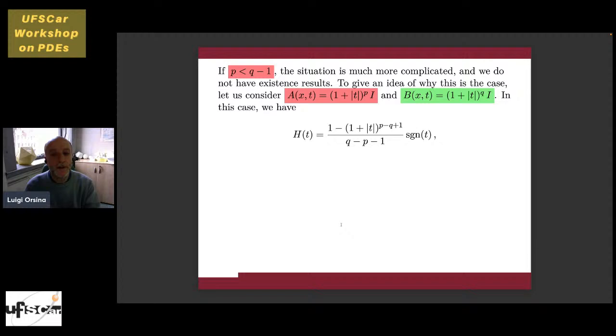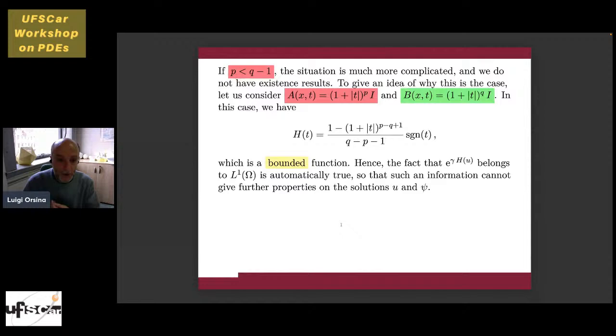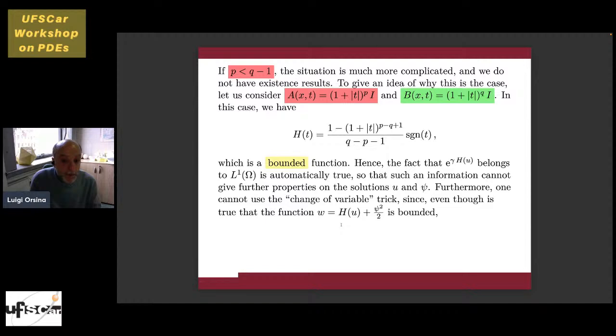is negative. So since it is bounded, even though you forget the dependence on X, the fact that e to the gamma h of u is in L1 is true. It is not just in L1, it's L infinity. And so you cannot derive any information on u, on t, if you make this assumption. Then you cannot use the change of variable because h of u is bounded.